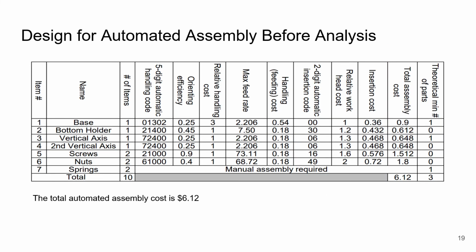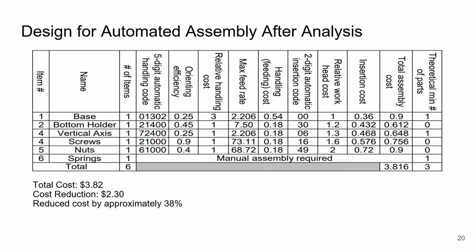Here is the analysis of the automated assembly for the base subsystem before redesign. As you can see, the total assembly cost is $6.12, with the highest costs coming from the insertion of the fasteners. Now this is the analysis of the automated assembly for the base subsystem after the redesign. The total assembly cost decreased to $3.82, which is approximately a 38% decrease.